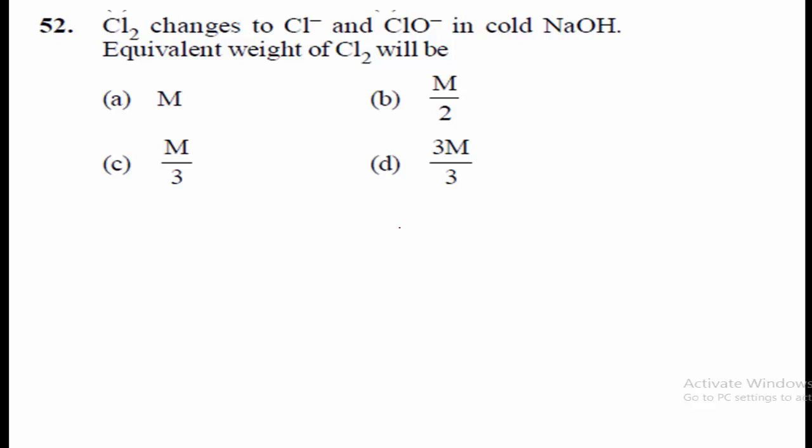52nd, Cl2 changes to Cl minus and ClO minus in cold NaOH. Equivalent weight of Cl2 will be, so here we can write the reaction, that is Cl2 plus OH minus. When it is treated with sodium hydroxide, it will form Cl minus plus ClO minus, chloride ion and hypochlorite ion. Now I will consider half Cl2. It gives Cl minus plus ClO minus.